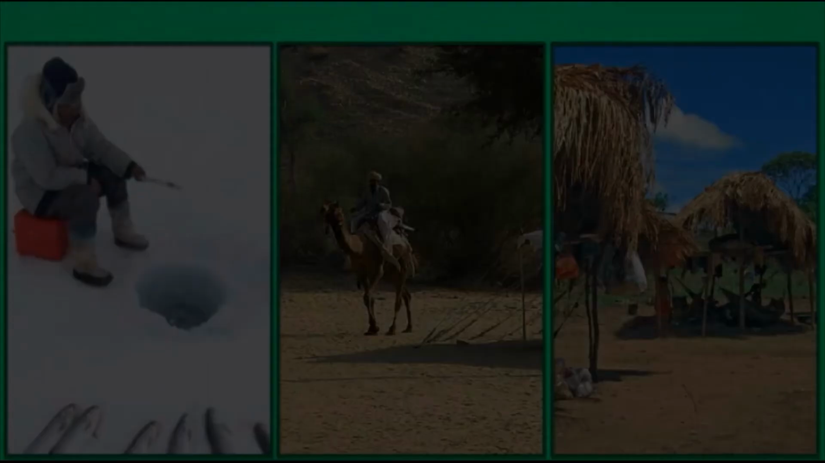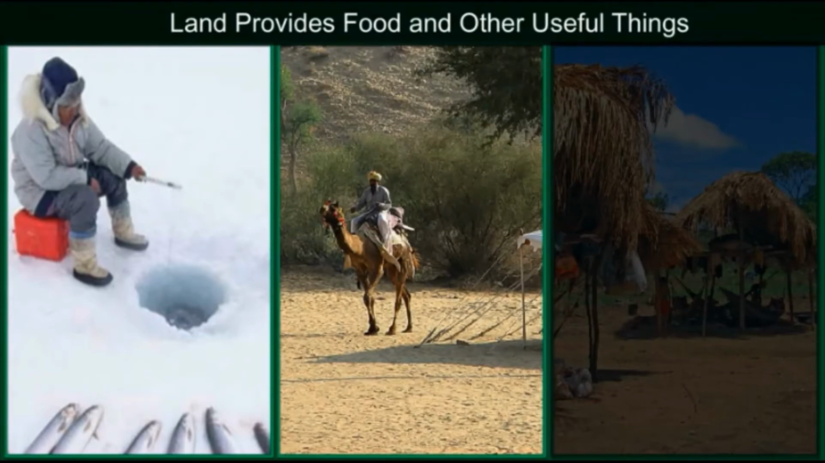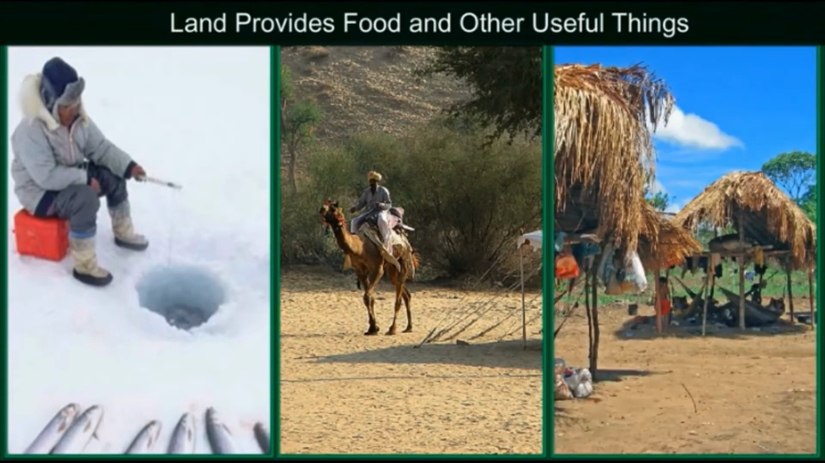For example, an Eskimo's main food source is all that water under the ice. People living in the Sahara make do with whatever the desert offers them. And the jungle tribes living in the thick forests of Amazon enjoy the bounty that the vegetation around them provides.